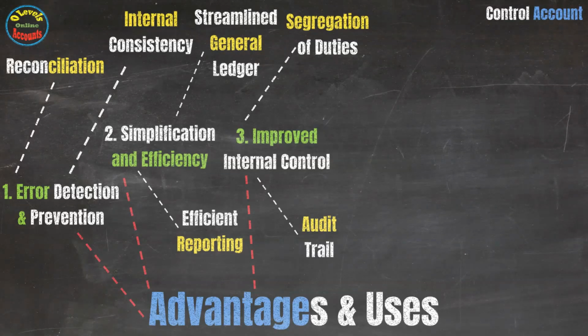Control accounts contribute to a clear audit trail, as they summarize the detailed activities recorded in subsidiary ledgers. This makes it easier for auditors to verify the accuracy and completeness of financial transactions.